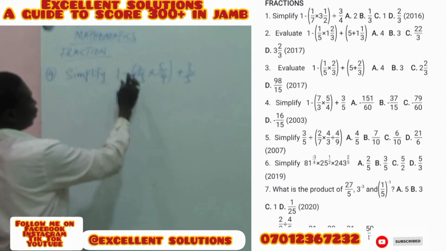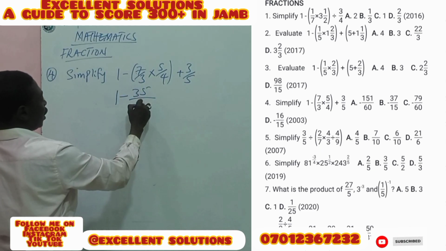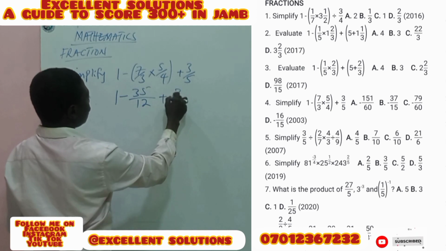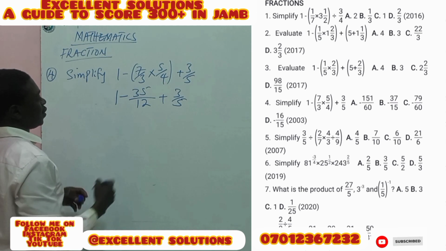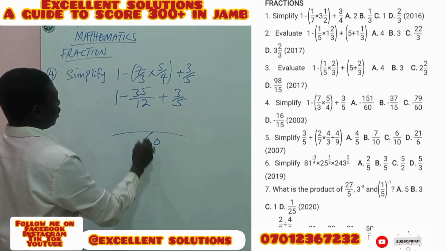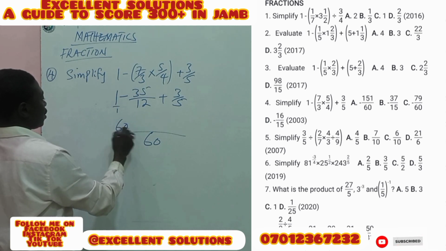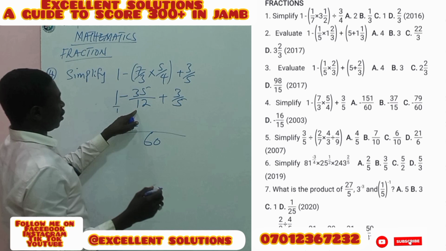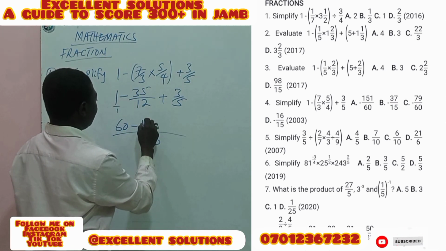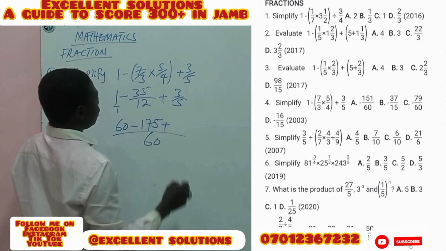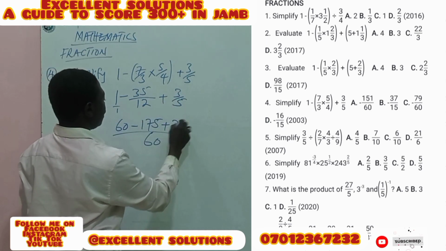We don't have 1 minus 7 times 5, we have 35. Over 3 times 4, we have 12. Then plus 3 over 5. So if you look at the LCM of 12 and 5 is 60. So taking 60 here, we now have 60 divided by 1 is 60 times 1, we have 60. Minus 60 divided by 12, we have 5. 5 times 35, we have 175. Then plus 60 divided by 5, we have 12. 12 times 3, we have 36.